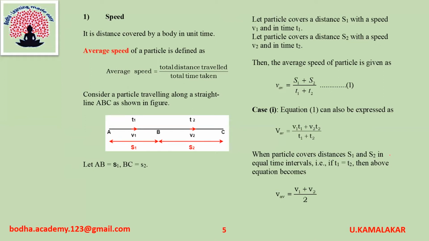Then the average speed of the particle is given as V average is equal to (S1 plus S2) divided by (T1 plus T2). Case 1. Equation 1 can also be expressed as V average is equal to (V1 T1 plus V2 T2) divided by (T1 plus T2). When the particle covers distance S1 and distance S2 in equal intervals of time, that is, if T1 is equal to T2, then the above equation becomes V average is equal to (V1 plus V2) divided by 2.